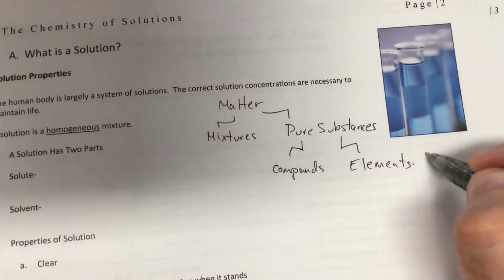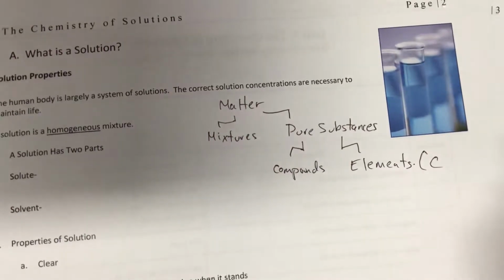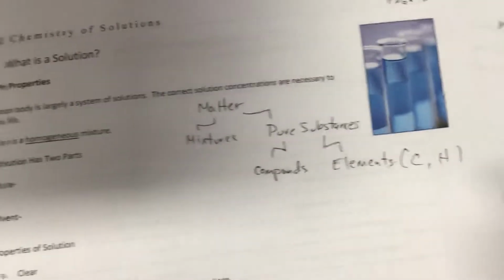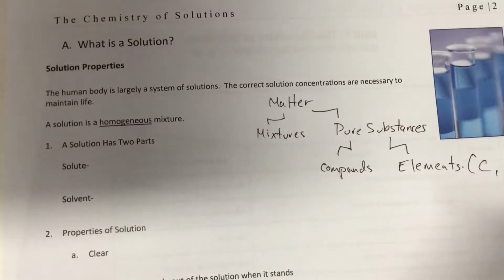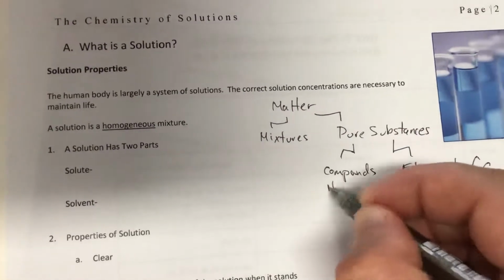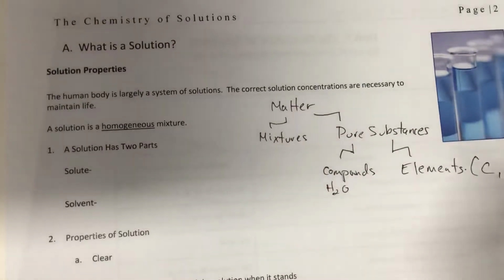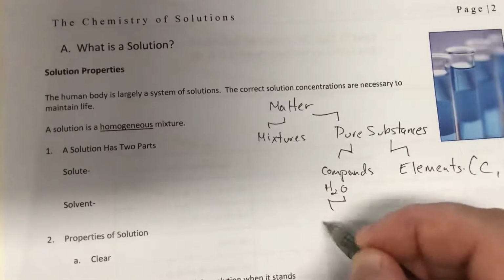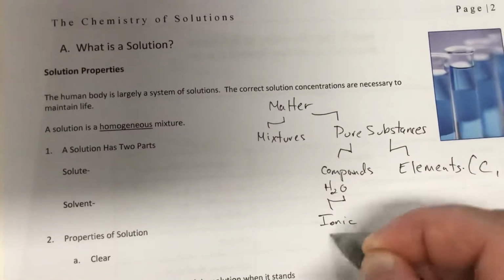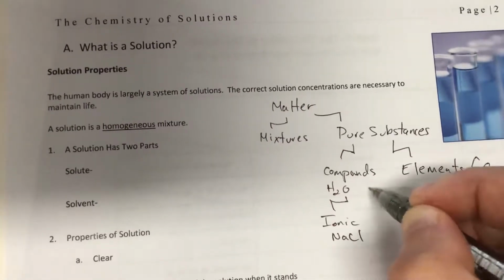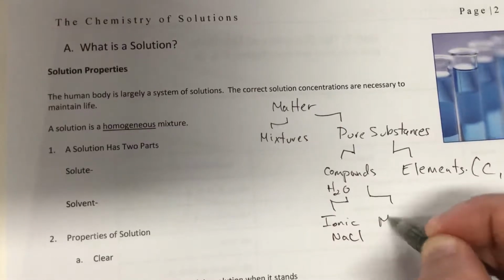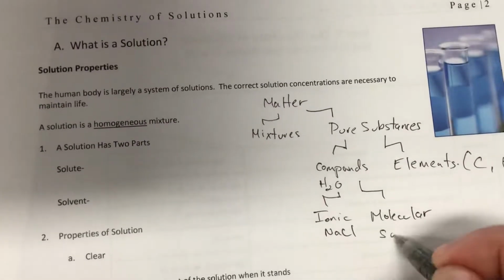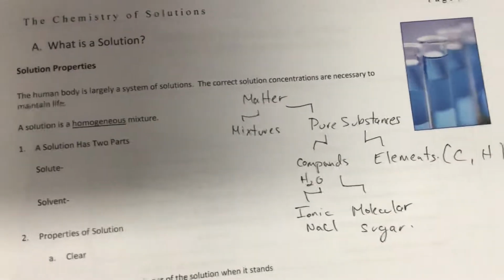So elements are just the raw things we find on the periodic table, like carbon, for example, hydrogen, and so on. Compounds, we have more than one thing bonded together. So we've got things like water, sugar. These compounds can either be ionic, like salt, or they can be molecular, like sugar.